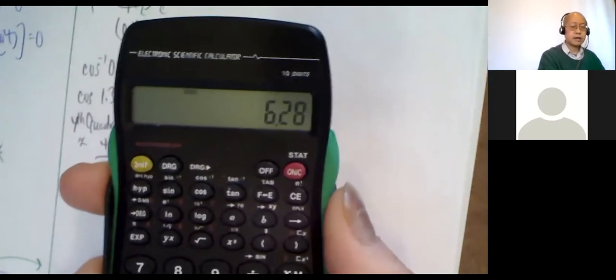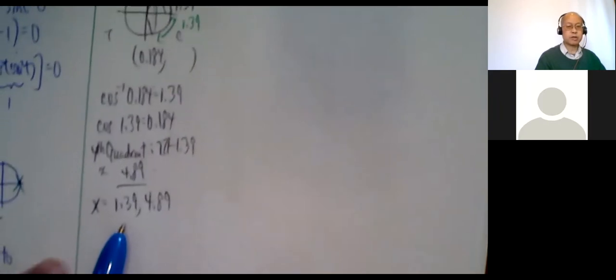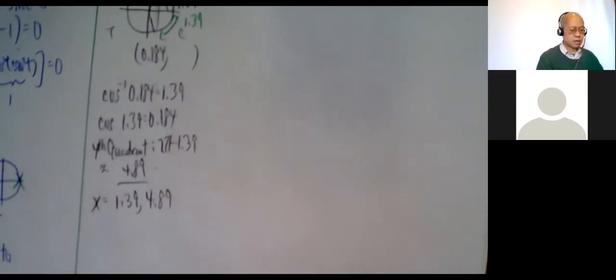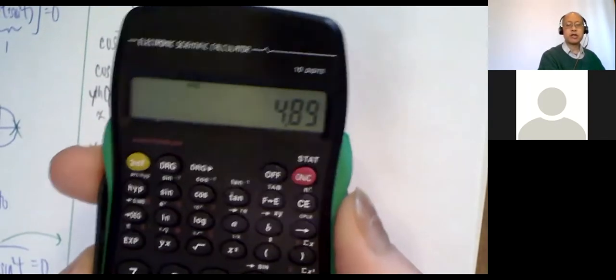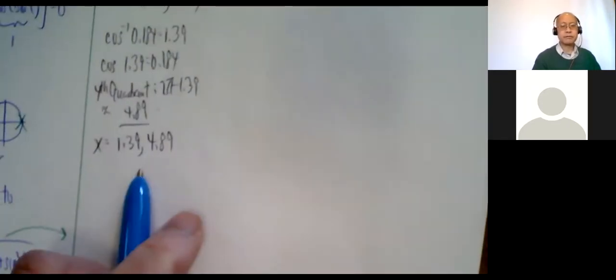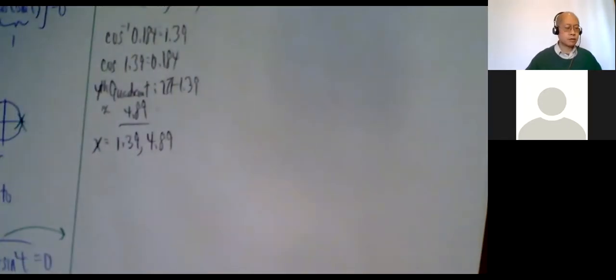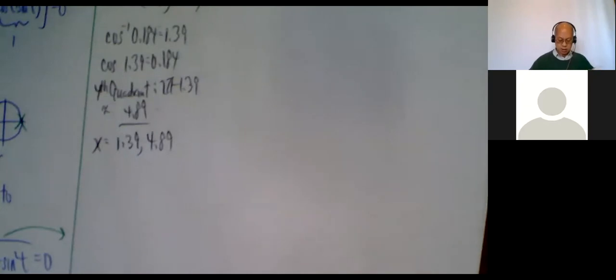So that's 2 pi. And then I'm going to go 2 pi minus whatever the first one was, 1.39, right? Minus 1.39. And there's 4.89. And of course, I lost all those digits by rounding off to just 3.14, but we get the same result there anyway. All right, so that's the way it works.